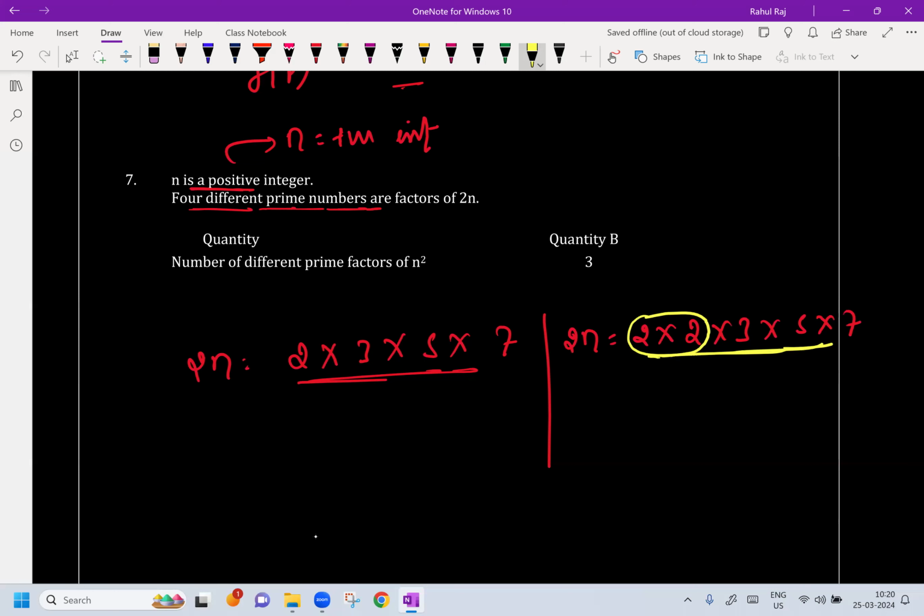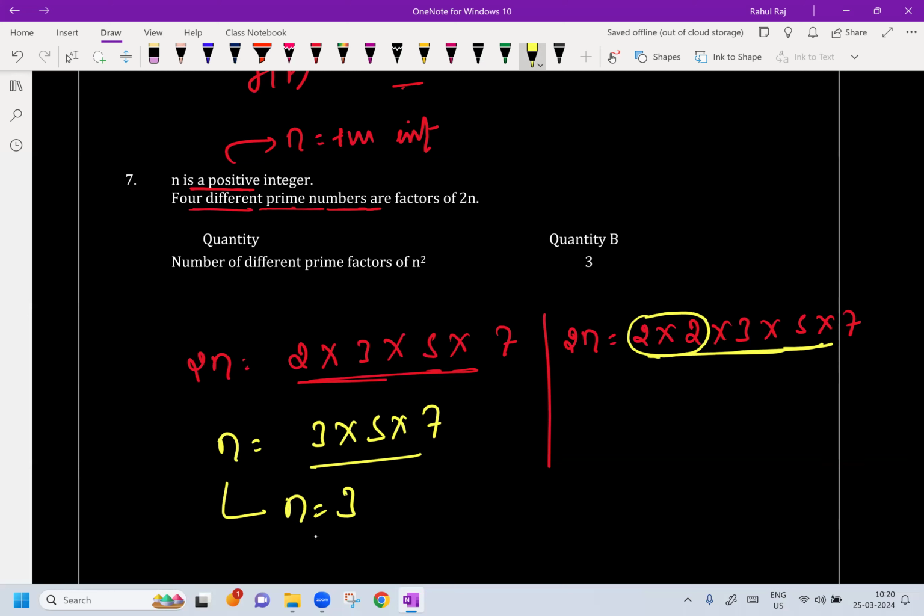I guess so, yeah. So in this case, you had 2n as 210. In this case, you have 2n as 420. Yeah. So in this case, Alexa, n is what? 3 cross 5 cross 7, because 2 gets cancelled, right? So n is 3. n can be 3 different factors.